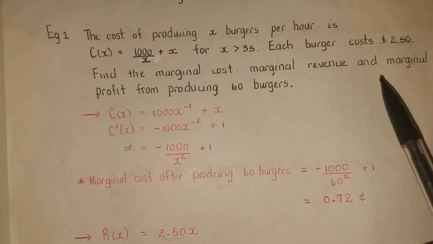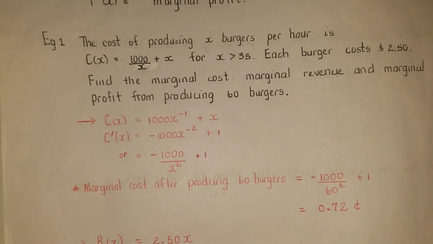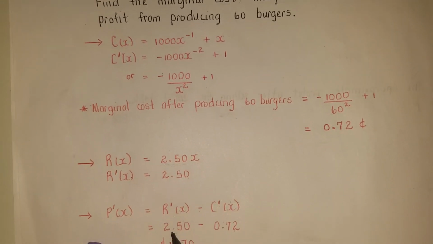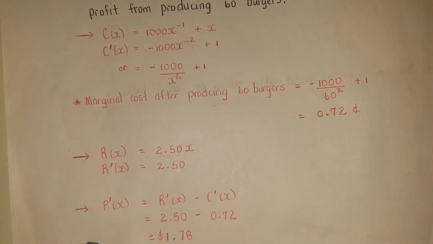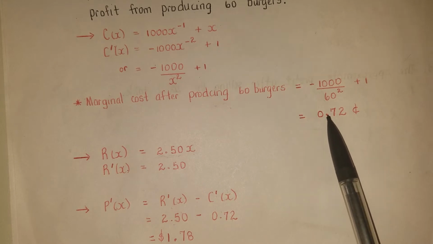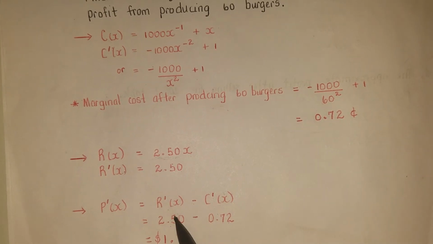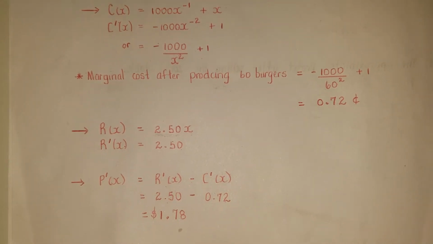And then for the last part of the question, finding the marginal profit, it will be the marginal revenue minus the marginal cost. We found the marginal revenue as $2.50 and the marginal cost was 72 cents. So when we subtract that, the marginal profit will be $1.78.